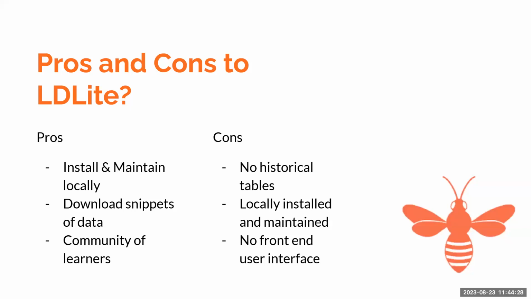As I said, you can download snippets of data. You don't need to have everything brought down from the APIs. And there is a very strong and active community of learners for LDLite as well as LDP1 and Metadb. The cons with LDLite is there are no historical tables. So if you need kind of a history, for example, in circulation, then you have to take snapshots every day with LDLite, which we don't do here. So, well, that's a disadvantage, but we live with it.